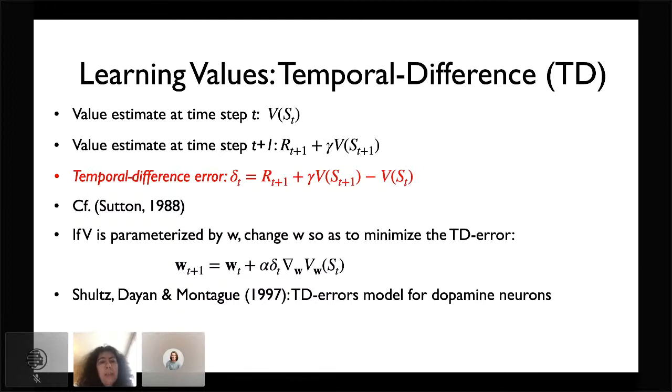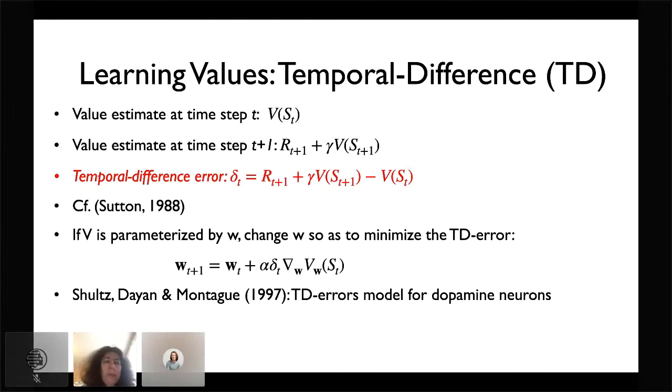And so if the agent were to be self-consistent, in expectation, this error should be zero because its predictions at the current time step and next time step should be in expectation equal to each other. But as the agent is learning, of course, there's going to be a non-zero signal here, and that's going to drive updates to the value function. Now, the value update that I write here on the slide is assuming that the agent has some kind of function approximator in order to represent its value function.